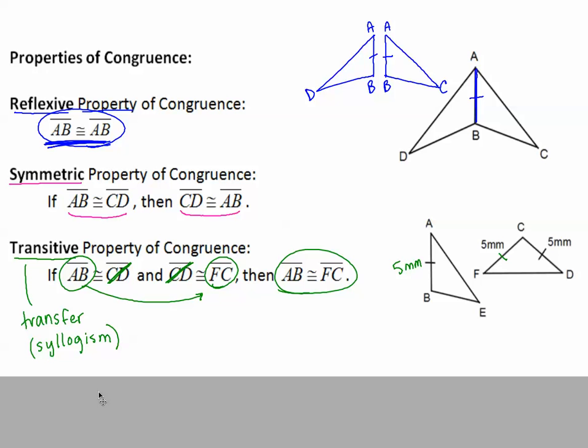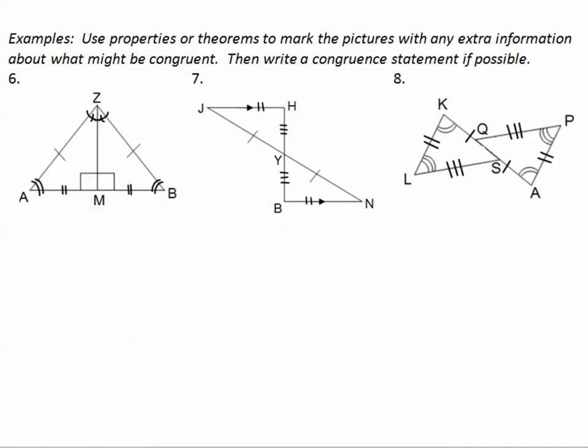Let's see how we can use some of these properties and theorems that we've learned so far. Use properties or theorems to mark the pictures with any extra information about what might be congruent. Then write a congruent statement if possible. So in this picture, I see two triangles are attached. So I'm going to put a congruent slash here.